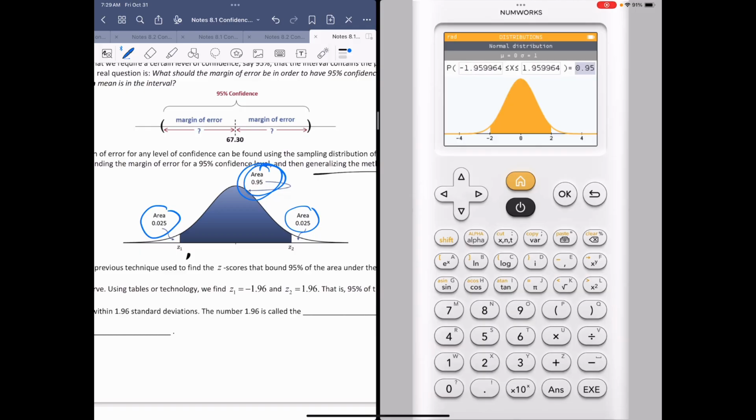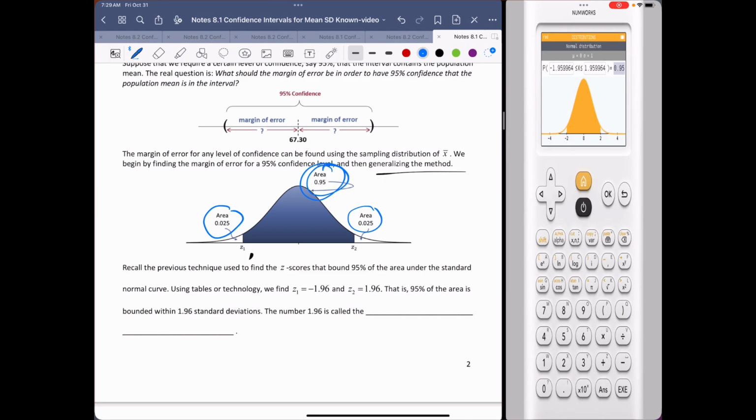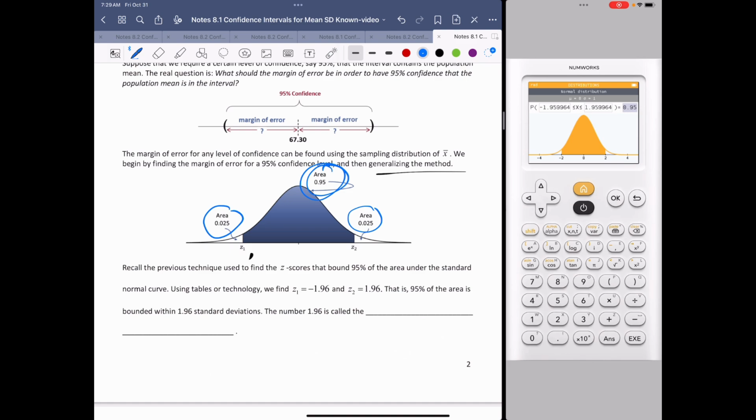And if you look, the calculator gives you the two z-scores. The first one is a negative 1.96. The second one is a 1.96. What that's saying is 95% of the area is bounded within 1.96 standard deviations. 1.96 is called the critical value.